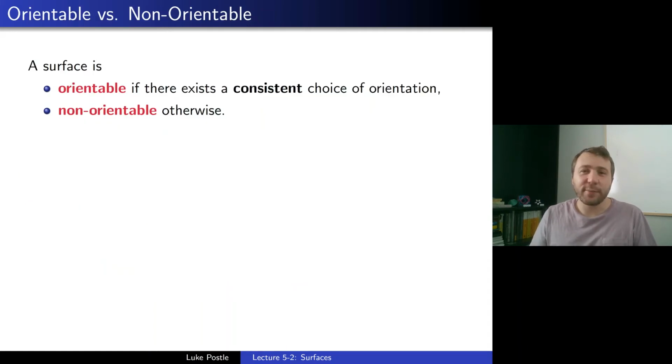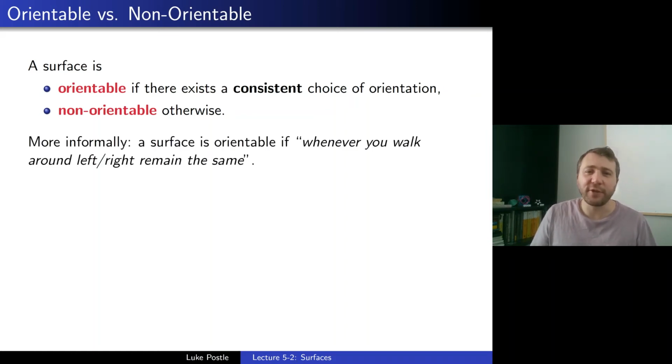But there's another important point about these families, which is that they come in two flavors in an even more meaningful way. We say a surface is orientable if there exists a consistent choice of orientation, and non-orientable otherwise. So you might know this: the S_h, those tori and the sphere, are so-called orientable surfaces. And the N_k, the projective plane and the Klein bottle, are non-orientable surfaces. So what do I mean? Well, more informally, if you haven't heard this before, a surface is orientable if whenever you walk around, the left and right remain the same. So you can consistently come up with an orientation.